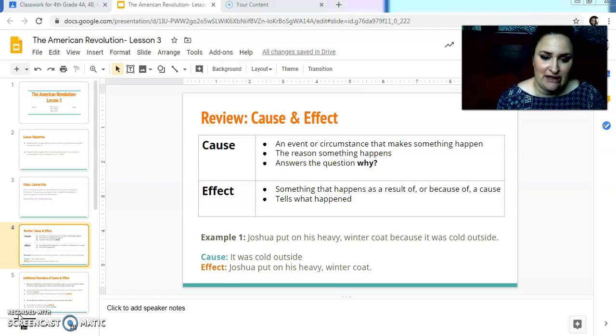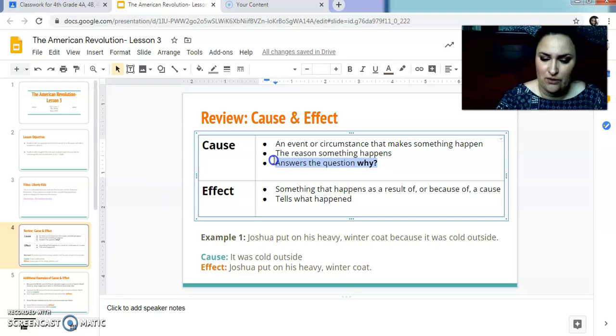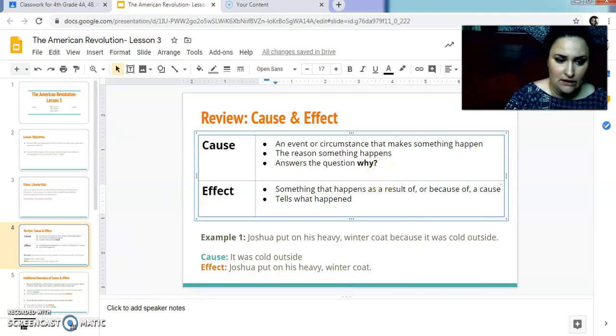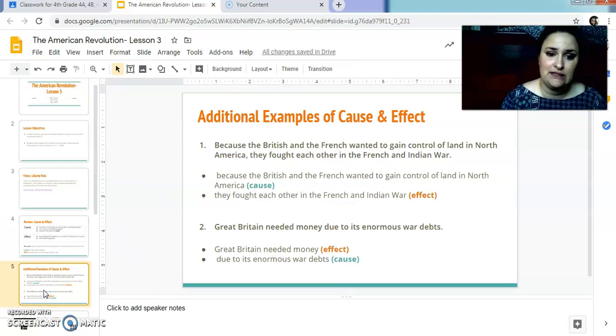If we look at the first example, Joshua put on his heavy winter coat because it was cold outside. So my cause is it's cold outside, right? Because the reason why he put on his winter coat is because it was cold outside. Remember we said the cause answers the question why. Why did he put on his coat? It was cold outside. So that's the actual cause, and the effect, what happened because it was cold, is that he put on his heavy winter coat.